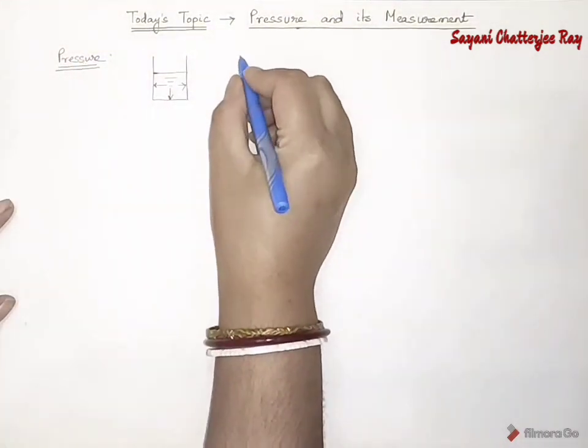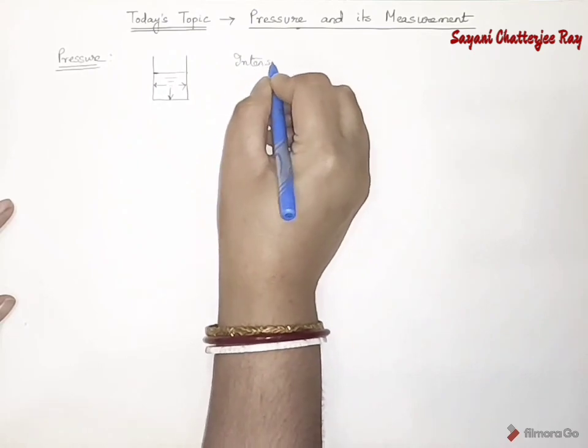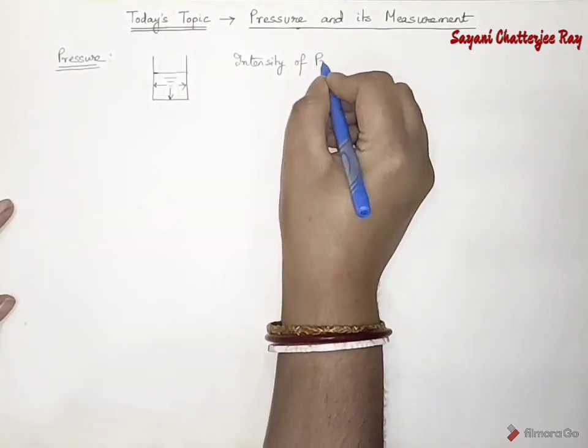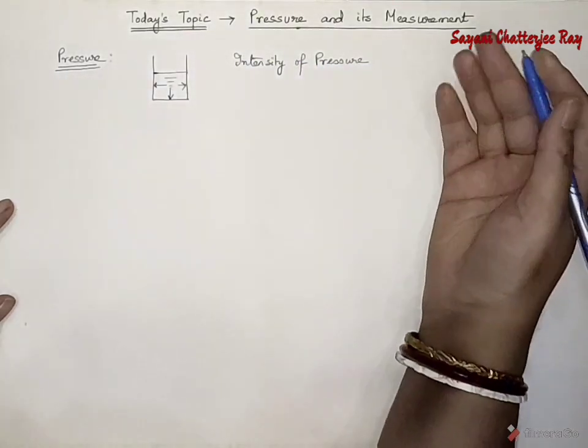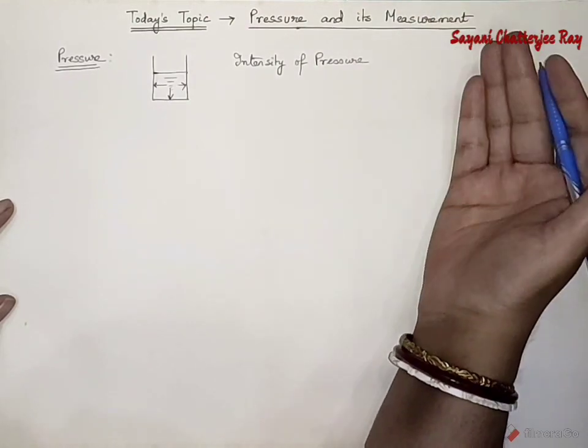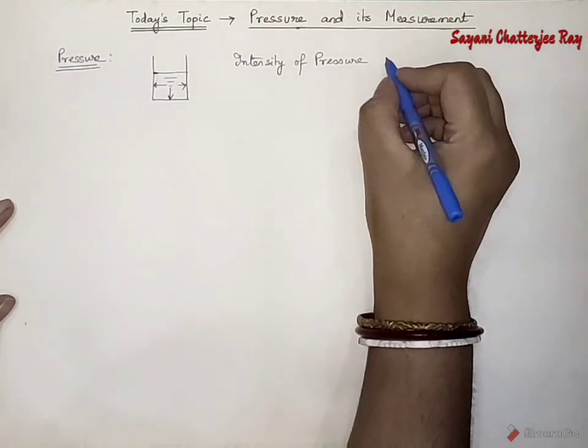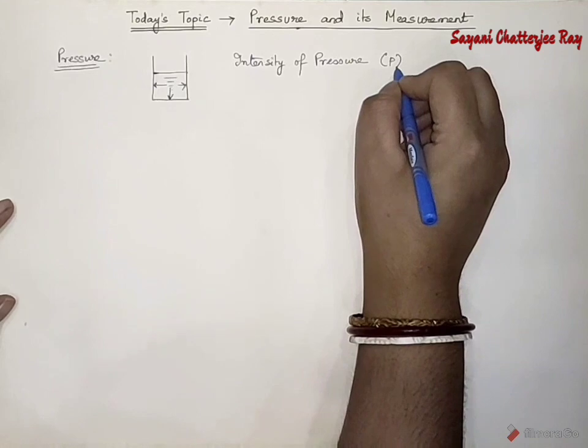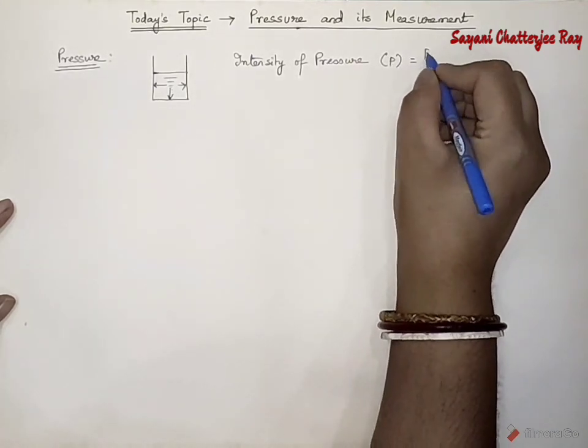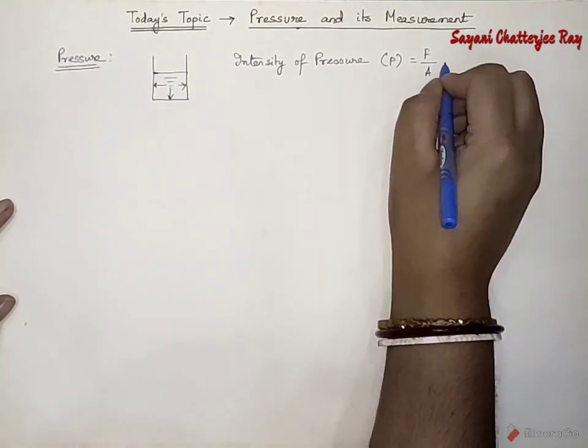Now intensity of pressure is defined as the force exerted on a unit area. It is denoted by small p. So we have told that it is the force exerted on a given area.